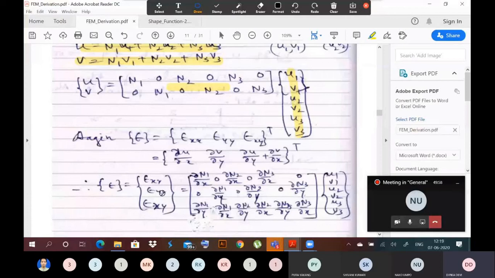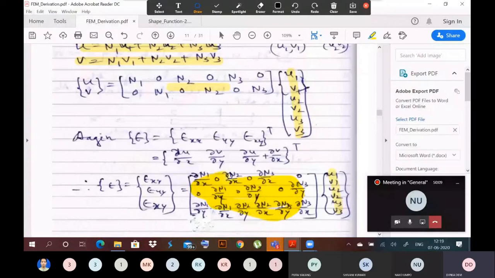Understood? So for a triangular element, the size of the B matrix will be equal to 3 by 6. I have already told you. So this is my B matrix. We need to find out this B matrix. So this derivation I have not done.